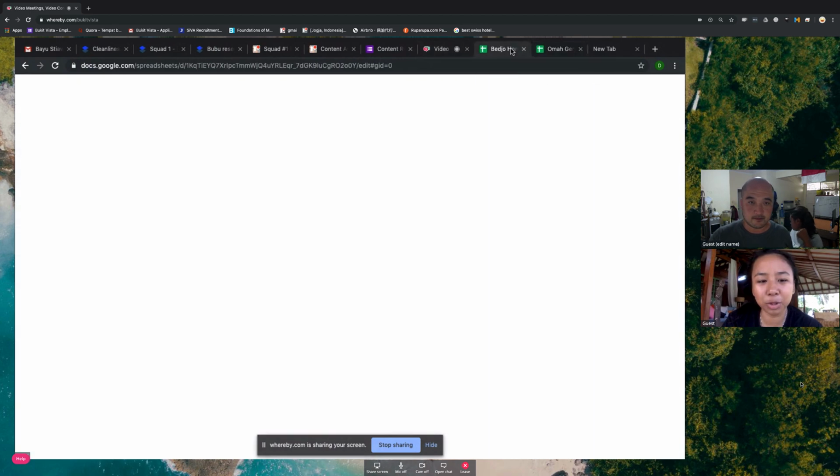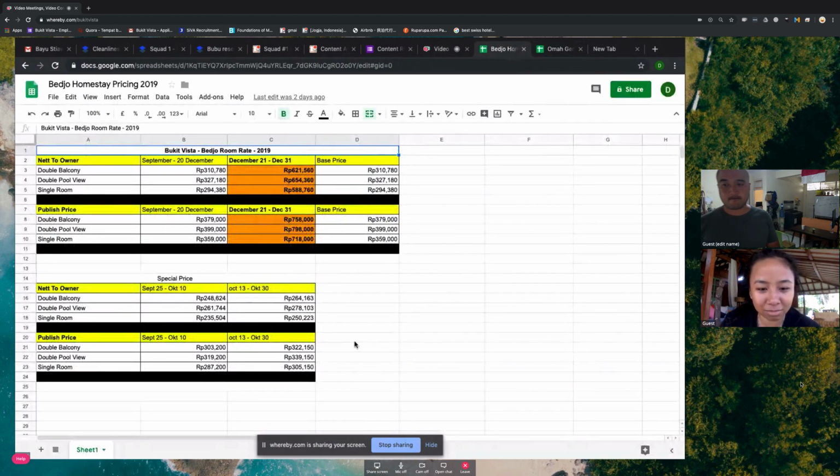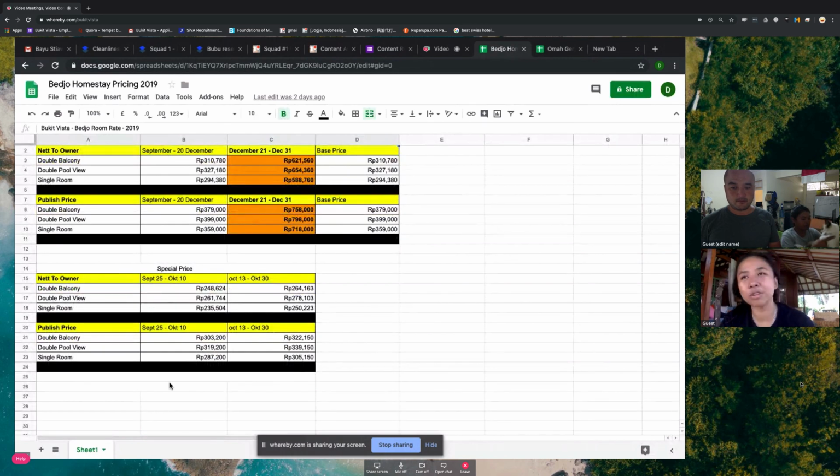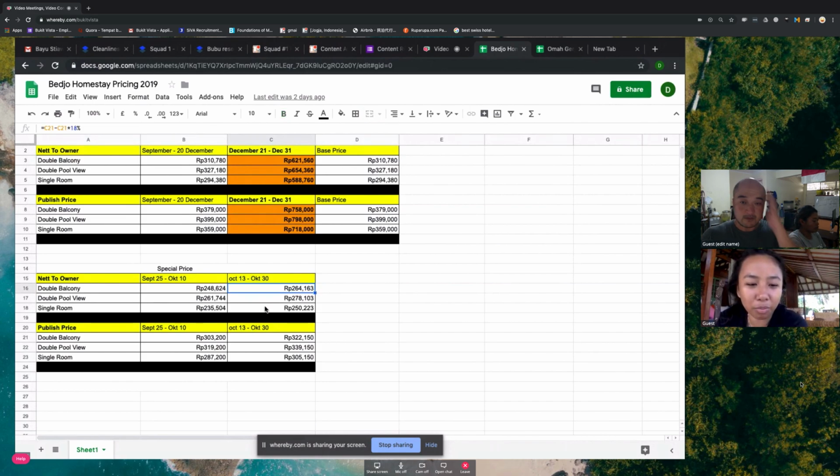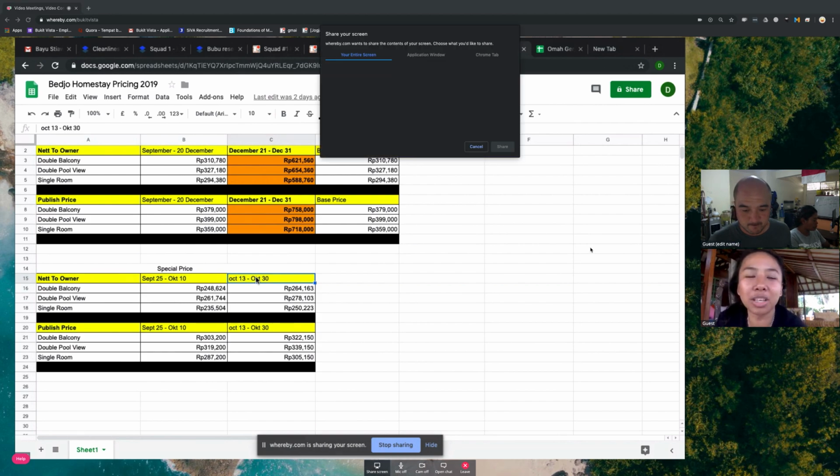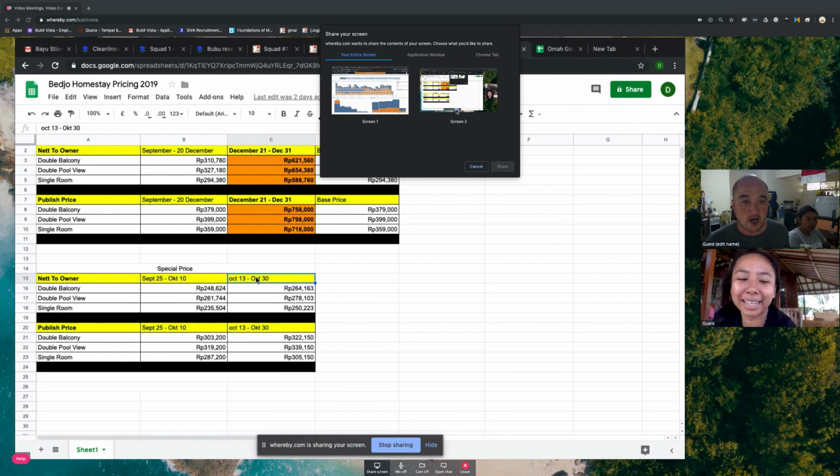Bejo Homestay, I cannot do much because the property also runs their own OTA, like a lot of other OTAs. So all I can do is give a discount of 15% for this period. And for September 25 until October, I already convinced the owner to give a 20% discount, but now they want to charge 15% first, because when we gave 20% discount, the bookings just came from everywhere.